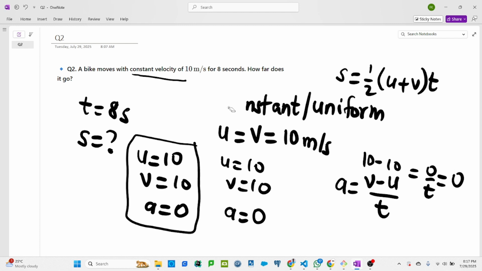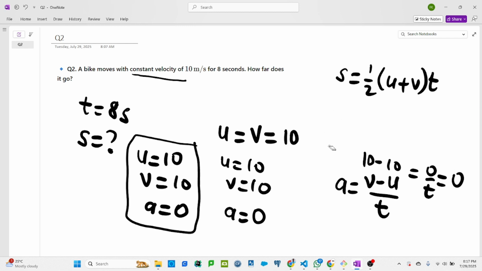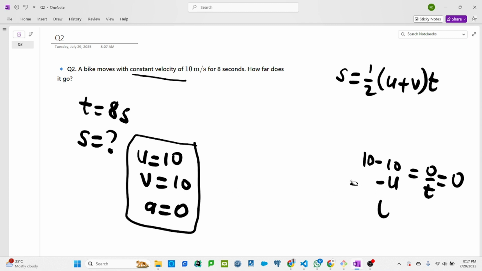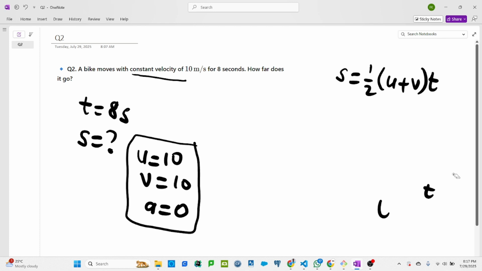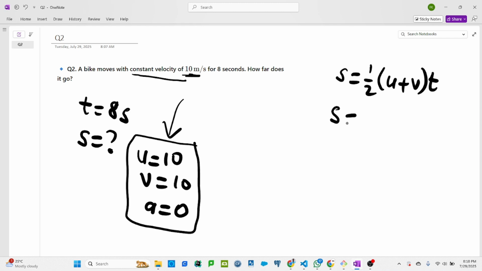Okay, so let me solve the question so that you can confirm. Let's first start with the S formula. Take note that whenever they say constant velocity, you have to deduce three values from it automatically. You don't have to think twice. u is 10, the same value, v is also 10, and a is 0. This is automatically deduced from just that one clue they give you. So let's use this equation that Kennedy suggested. We learned about it yesterday.